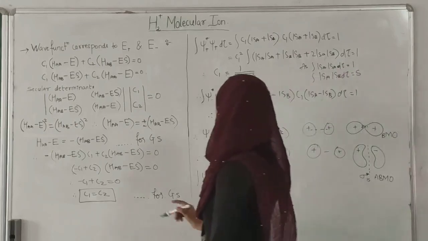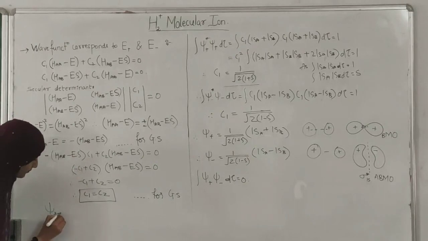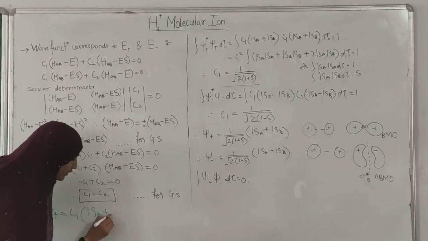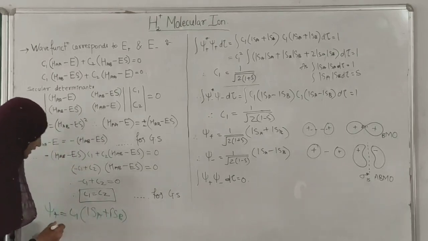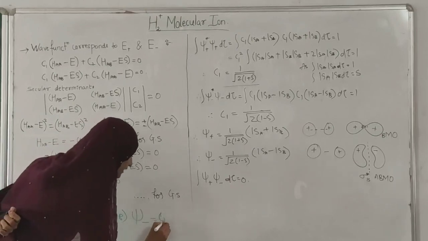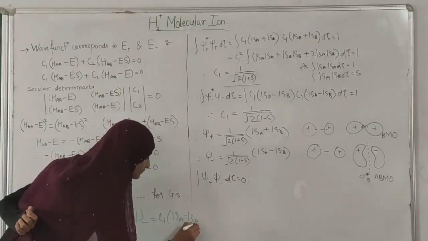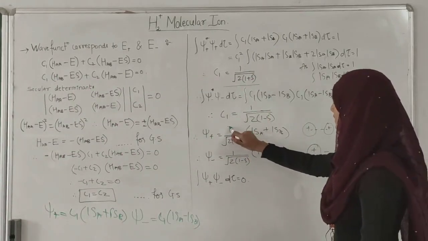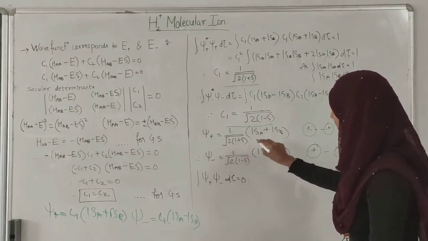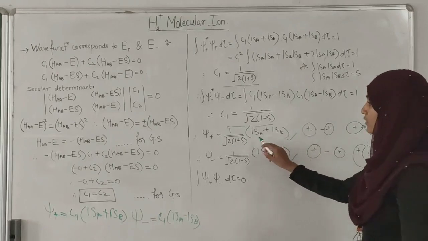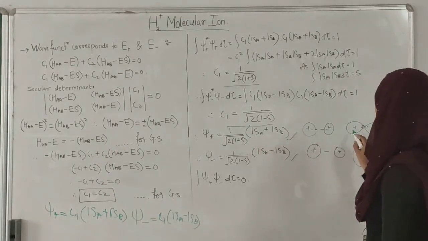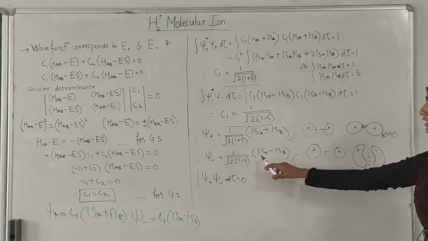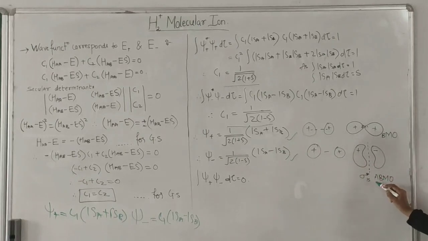And also there is psi plus, whose value is C1, and here as C1 and C2 are equal, so I'm writing 1sA plus 1sB. Similarly, my psi minus will be C1 1sA minus 1sB. So I'll get this C1 and this C1. So my psi plus will be this and this. So this shows the bonding, like 1sA plus 1sB will form the bonding molecular orbital, whereas this will form the anti-bonding molecular orbital.